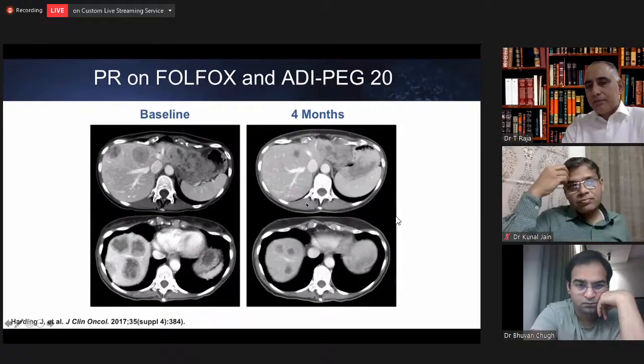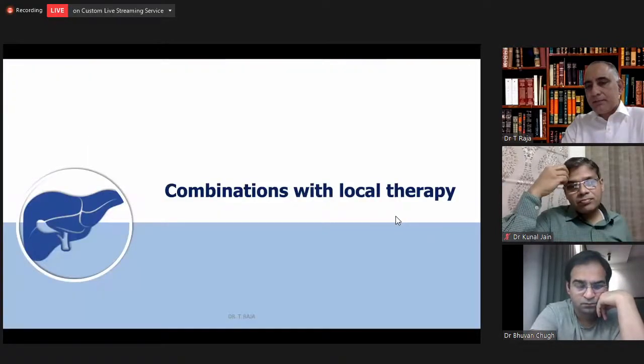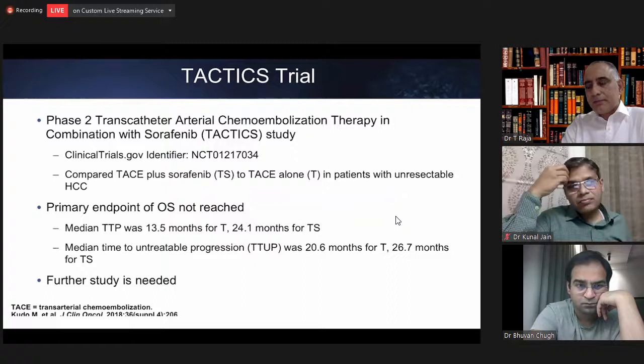We will definitely rely on targeted therapies and immunotherapies. I think a combination of IO and TKI would probably be the way to go.